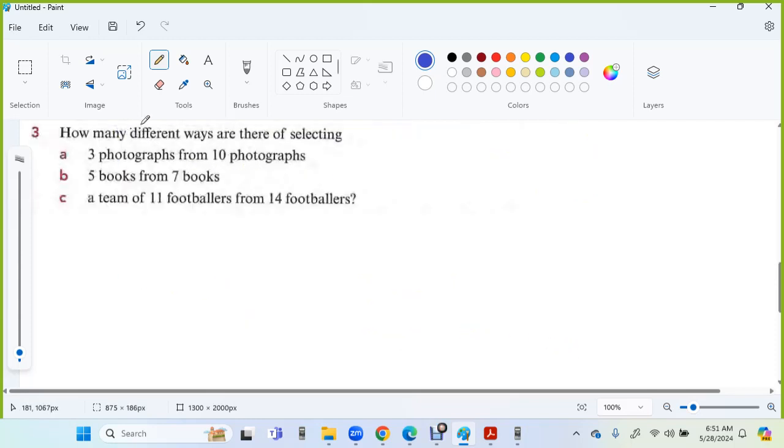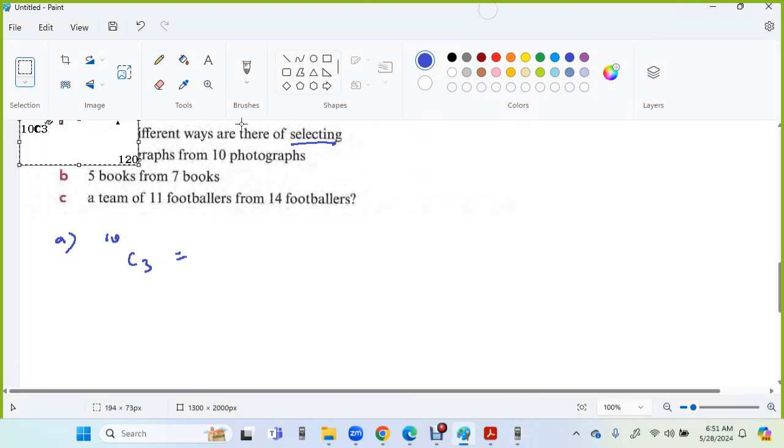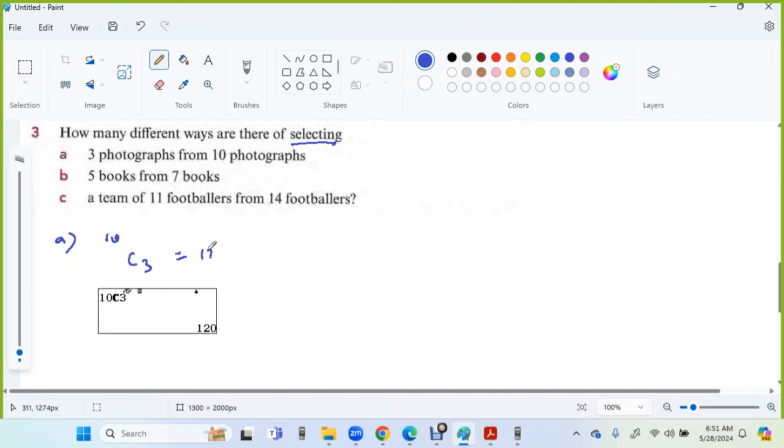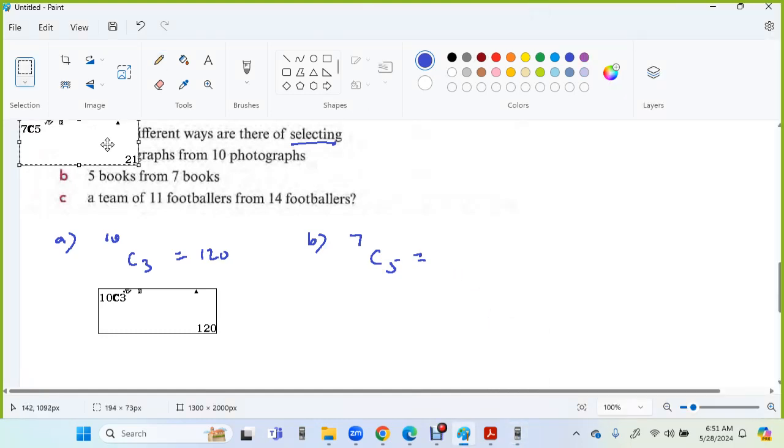Question number 3. How many different ways are there of selecting 3 photographs from 10 photographs? So select, so 10 choose 3. Okay, so this will be 10 choose 3. Then we have 120. And then B, we want to have 5 books from 7 books. 7 choose 5. So we have 7C5. Then we have 21.